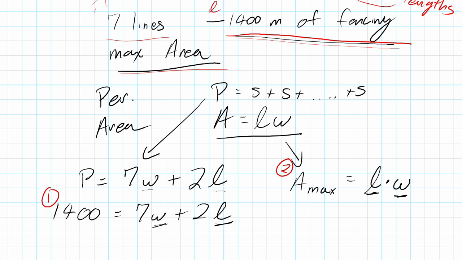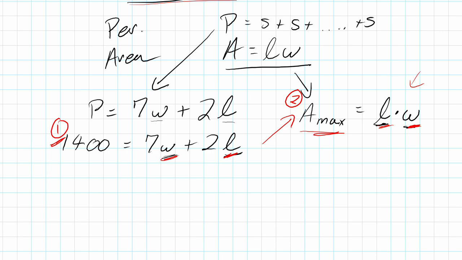What we're going to do is isolate equation 1 for one of the variables, and then substitute it into equation 2. That way we'll have an area that's only subject to one of the variables, either the L or the W. This will allow us to maximize, and it's going to set up a quadratic relationship. I really like the L because it has the number 2 on it. I think it'll be a nicer value to work with. So I'm going to move the 7 over.